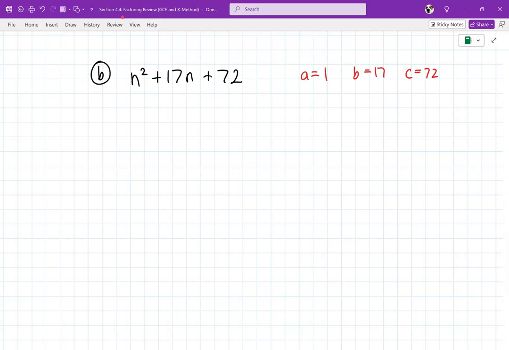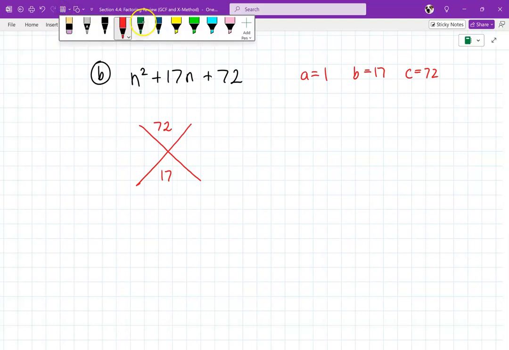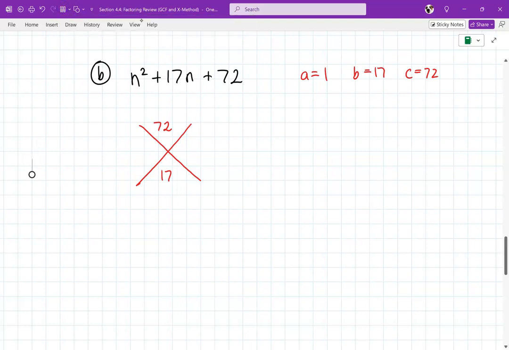Now, since this is a trinomial, it's 3 terms, then I'm going to use the X method. On the top, I'm supposed to multiply A times C, so 1 times 72 is 72. On the bottom, I'm supposed to write the B value, which is 17. So now I need two numbers that multiply to 72 that add to 17. 9 and 8, both positive, right?